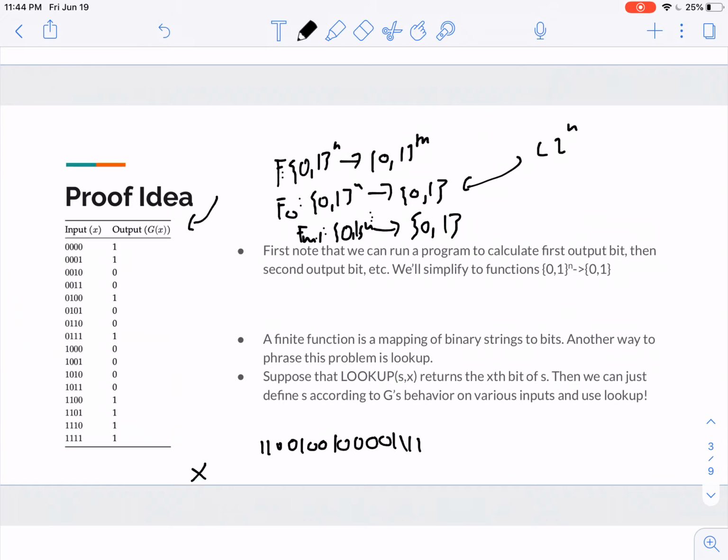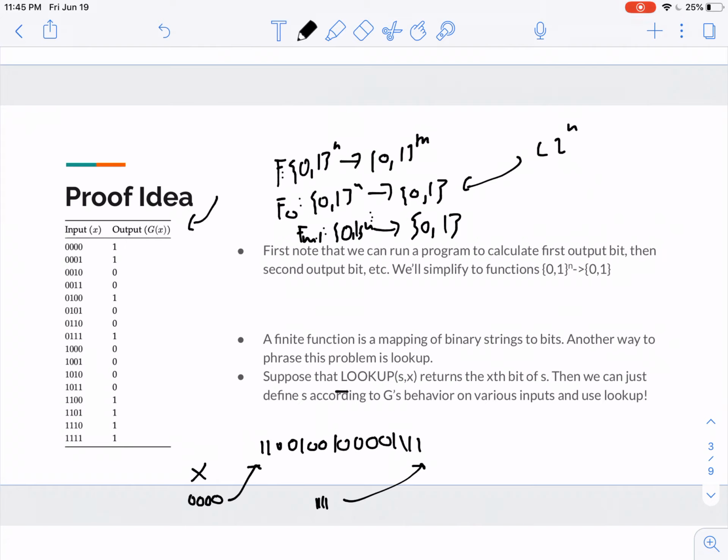So if your x is like 0, 0, 0, 0, then you would look up the 0th bit, which would give you 1. And if your x was like 1, 1, 1, 1, you'd look up the last bit, which would give you 1, right? So another way of saying, can we calculate a finite function is, can we just look up a bit at a certain position in an input string, right?